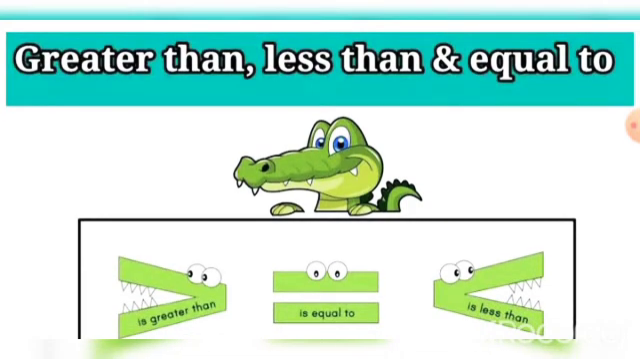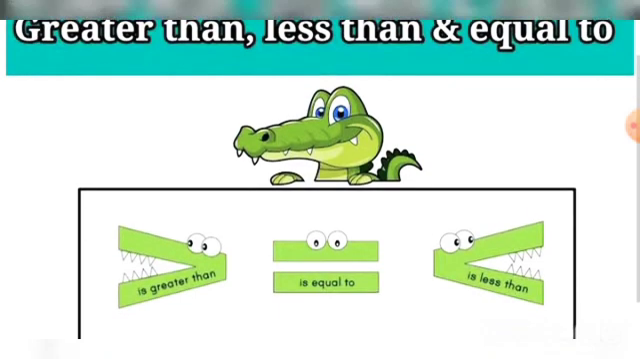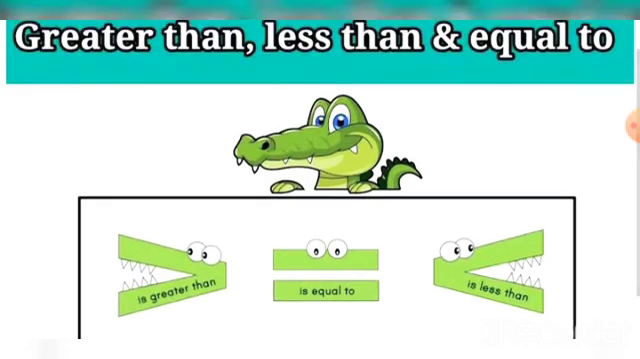Children, in the small classes we learned the symbols for comparison. And what are they? Greater than, less than and equal to. These are the symbols of comparison. And we know our hungry alligator always eats the bigger number, isn't it? So the hungry alligator always opens his mouth towards the larger number.